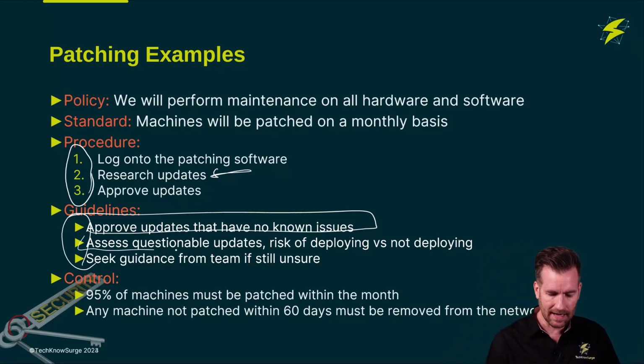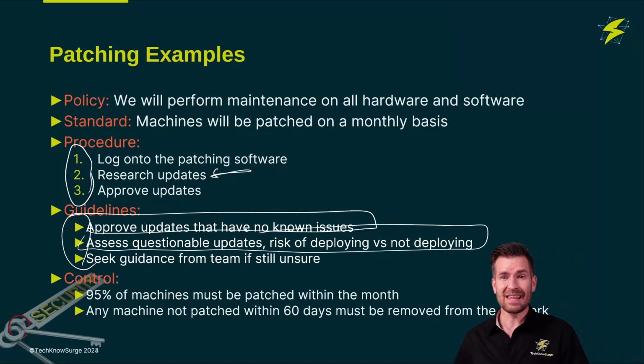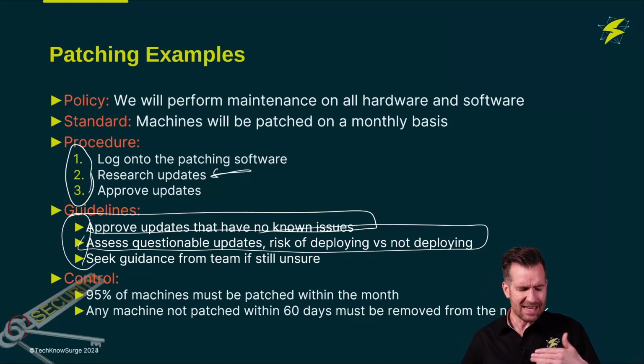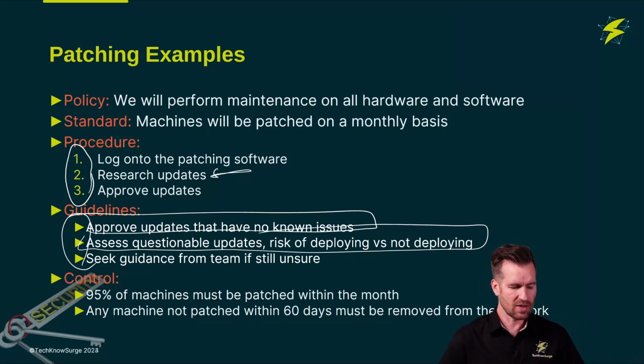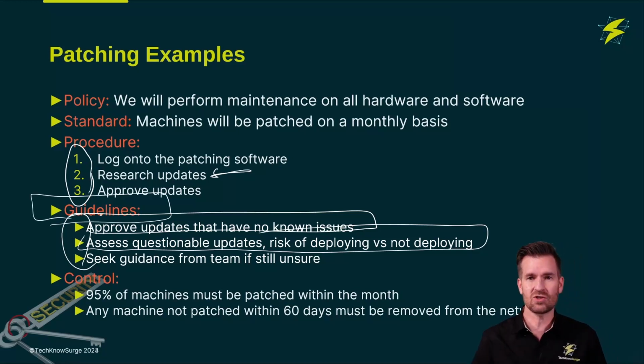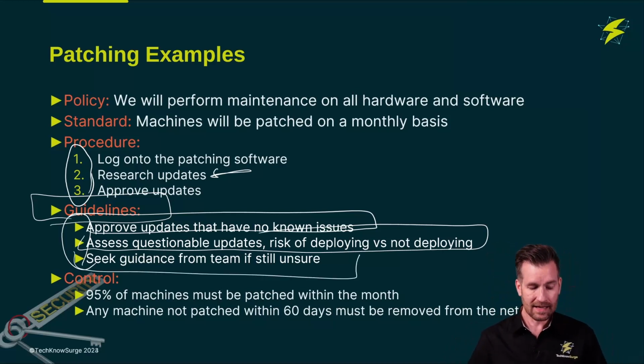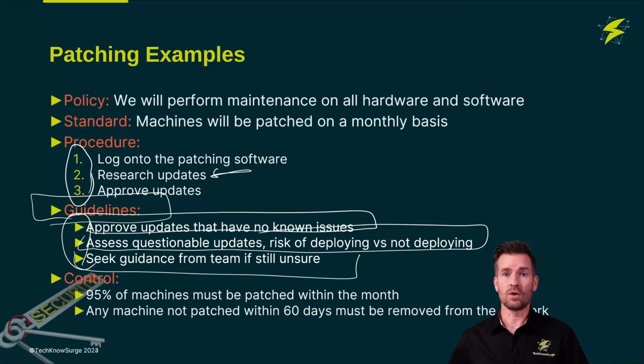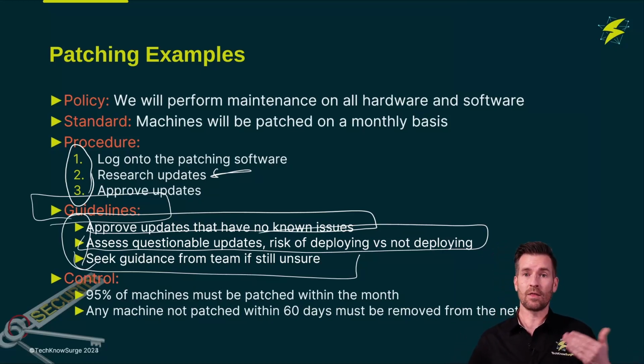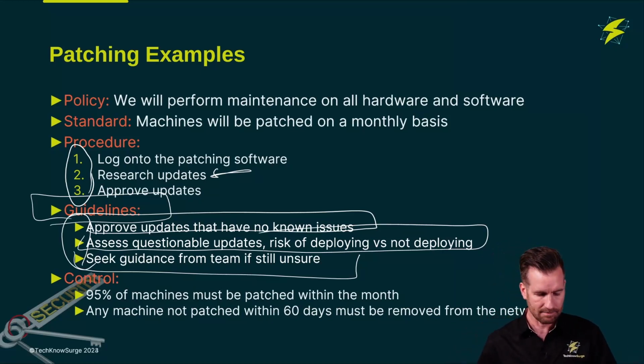Then I need to assess, is it worth the risk in rolling this out even though there's a known issue, or is it better to hold back? I need to assess that. It's a judgment call, so this guideline helps me out with that judgment call. And then if I'm still unsure, I can seek guidance from the rest of the team to see what they say about it. We could all vote, or we can all go through the process to see whether we should roll this patch out or not.